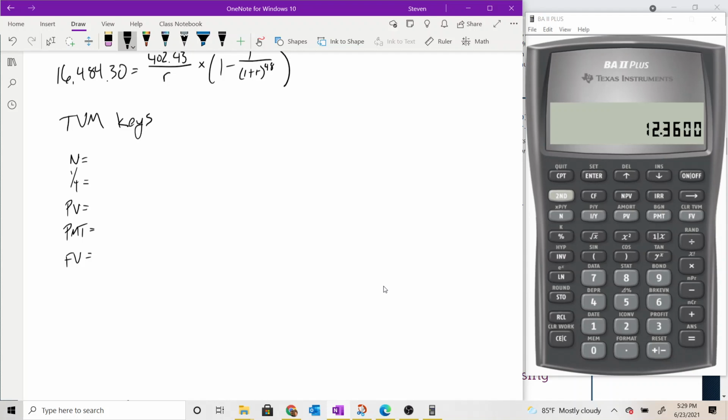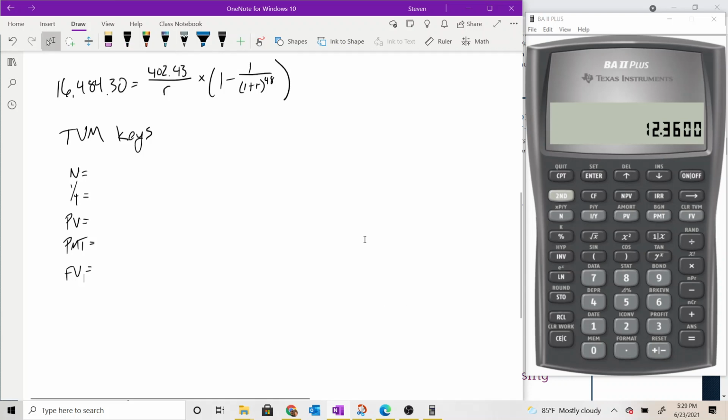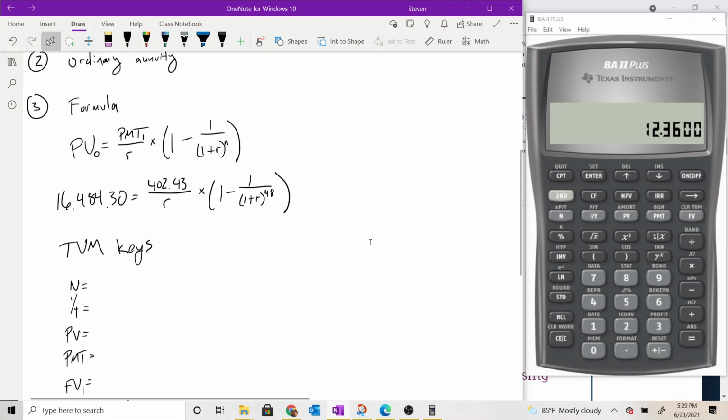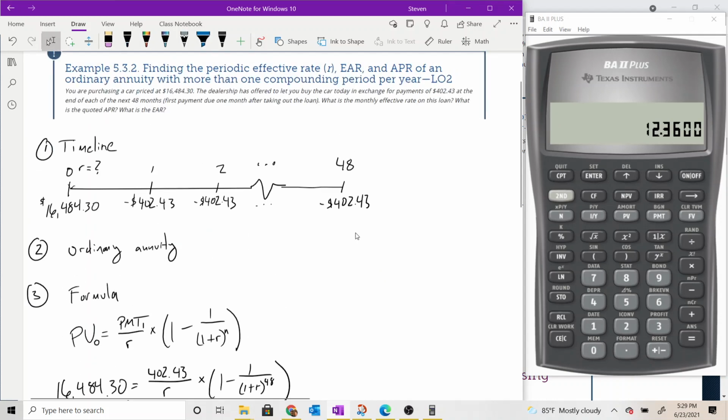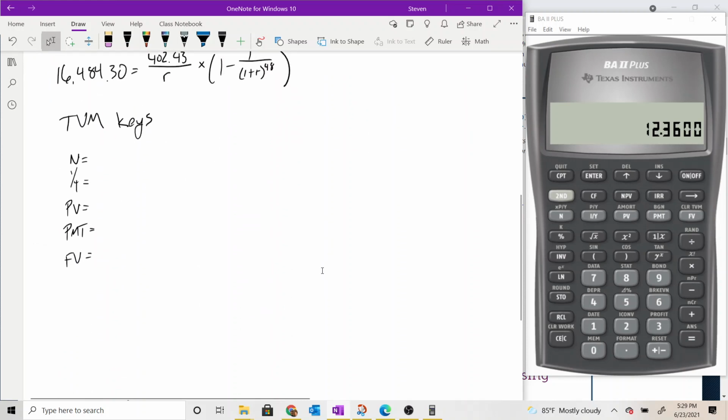I just encourage you to find a way to work these consistently every time to make sure you don't miss something. Okay, N is the total number of payments or the total number of compounding periods. That's exactly the same as what we would put in for N in the formula. And it is the final tick mark on our timeline. We have 48 total payments, so N is 48. I over Y is what we're looking for, so I'm going to put something that at least looks a little bit like a question mark right there.